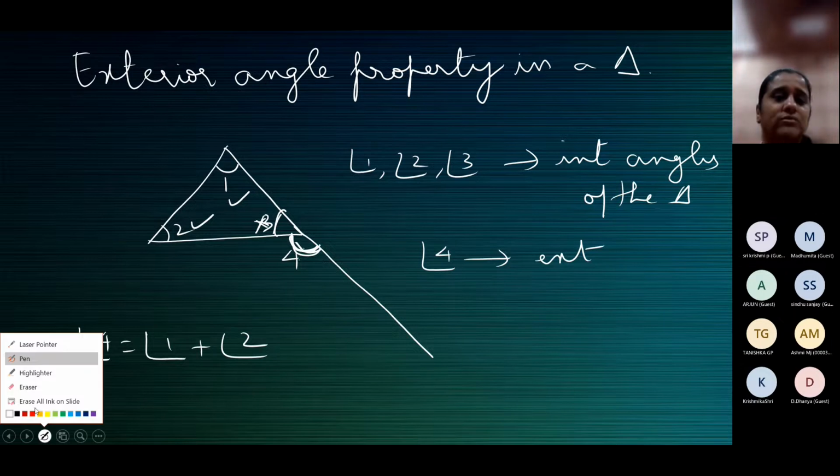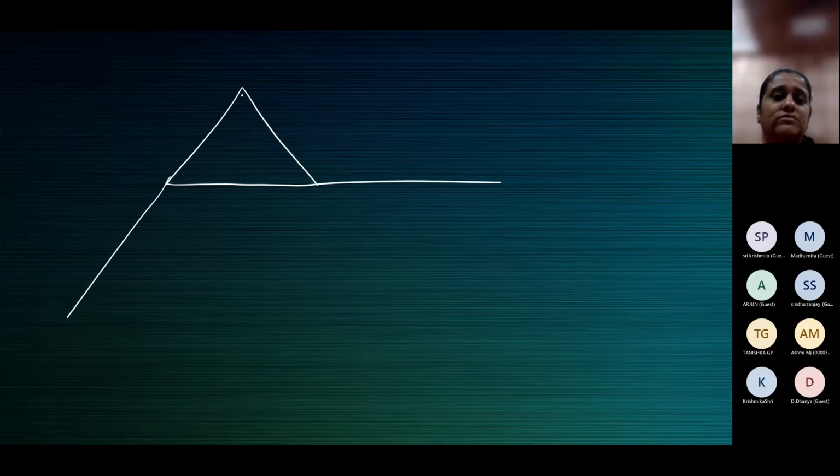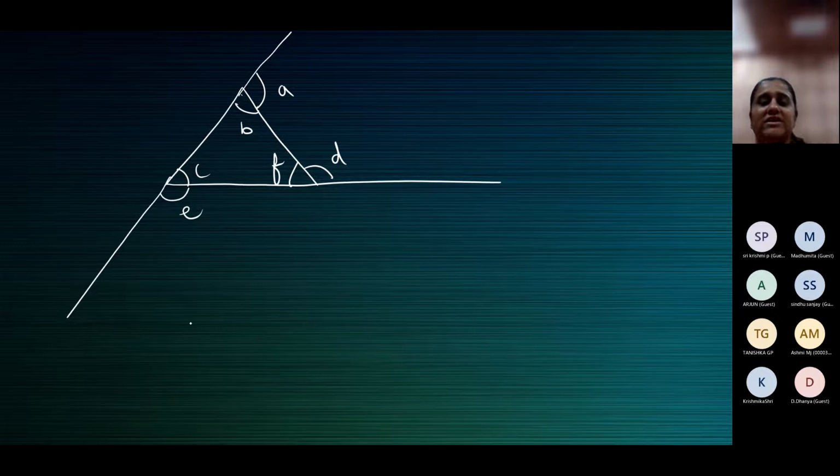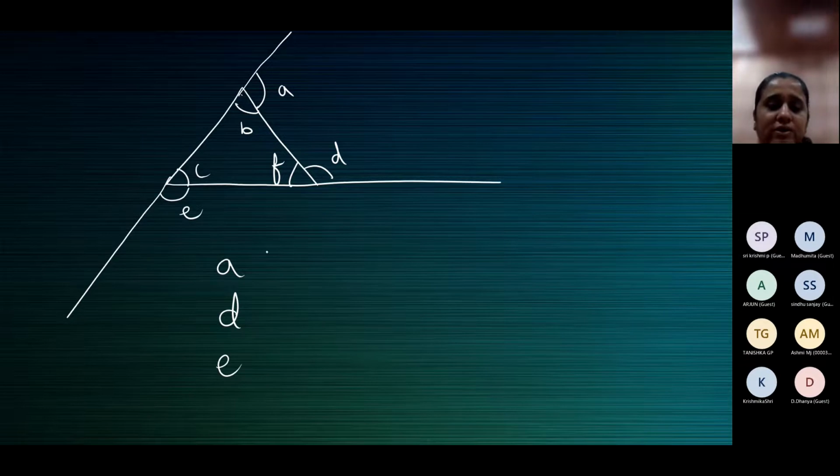Now let me ask you, in this triangle, name all the exterior angles you see here. Angle A, angle E, angle D. A, D and E. Okay, very good. These are the exterior angles.